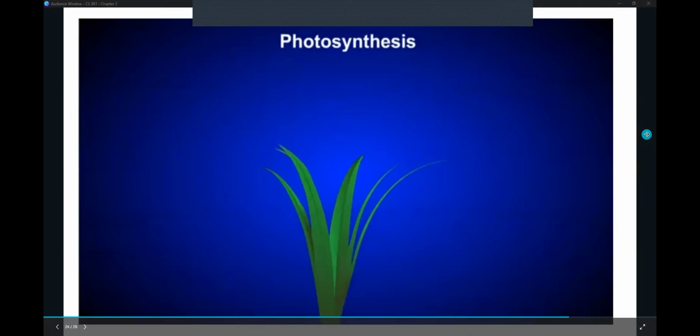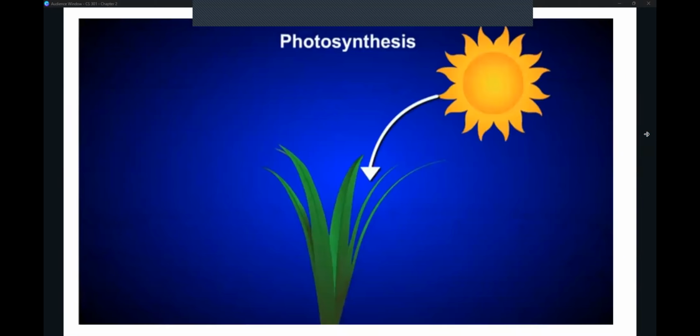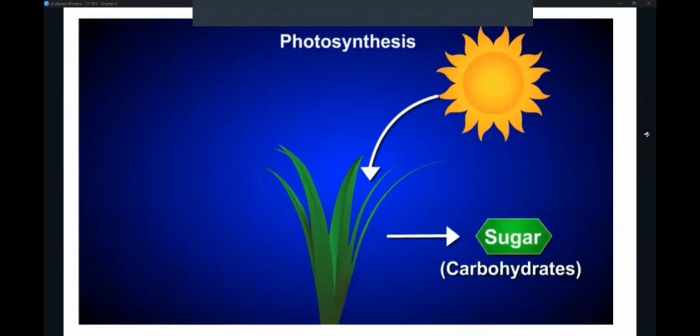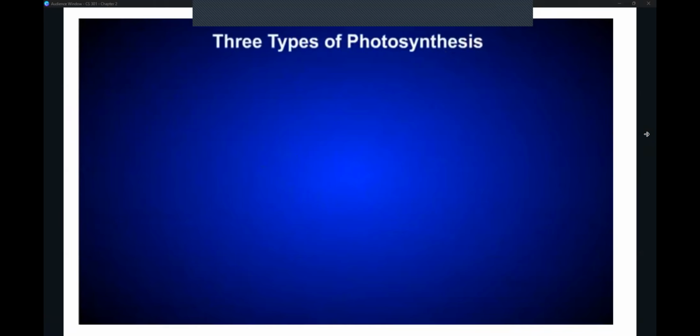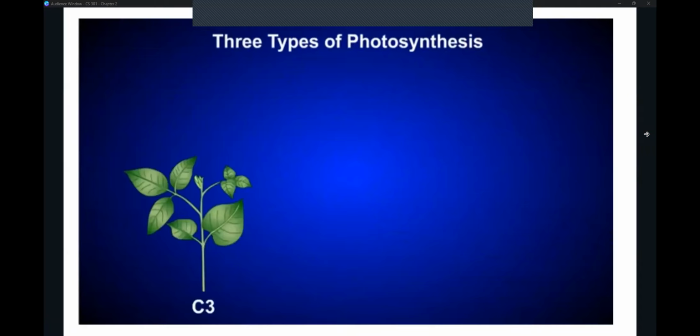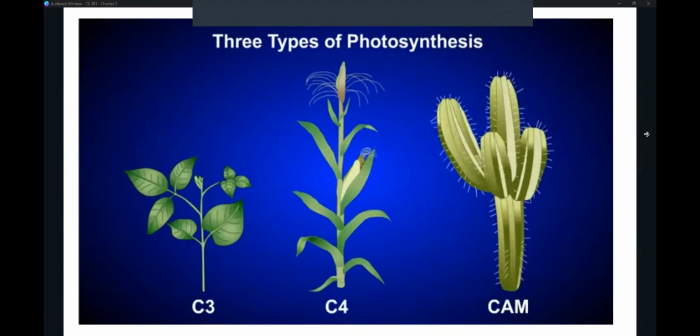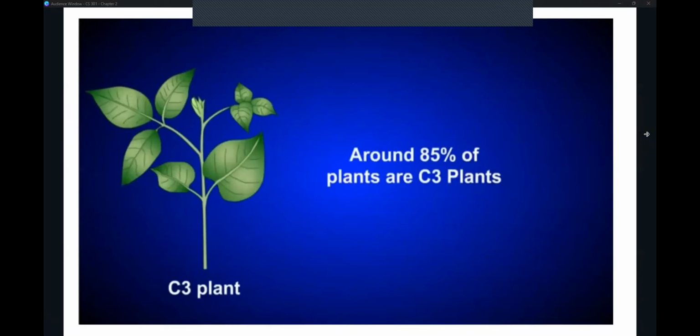Photosynthesis is the process by which plants capture the energy of the sun to make carbohydrates. But there are minor variations in how plants do this, depending on the environment in which the plant lives. In this tutorial, we'll look at the differences between the three types of photosynthesis: C3, C4, and CAM. Most plants, around 85% or so, carry out C3 photosynthesis.